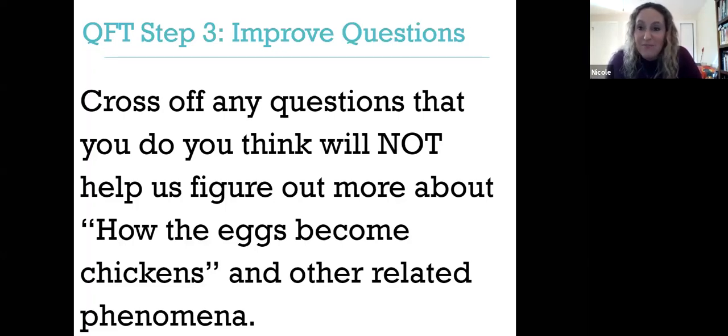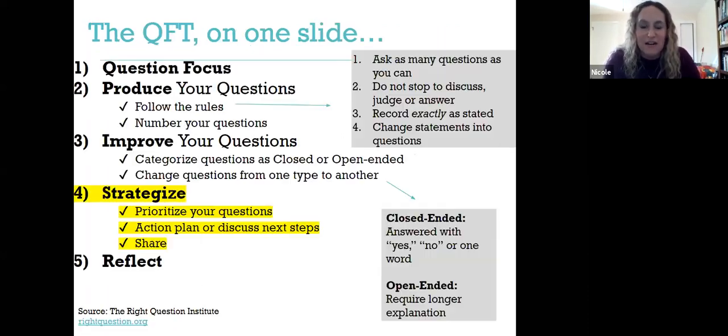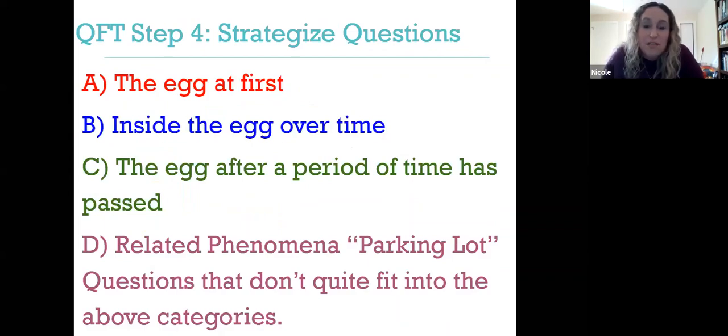So now that we have marked all of our questions and we've improved our questions to make sure we have patterns and cross-cutting concepts and all of these different things that are in the NGSS standards, it's time to strategize and prioritize our questions, because some students have asked 50 to 60 or 20 to 10, and it's time to narrow down and zero in on a couple of questions.